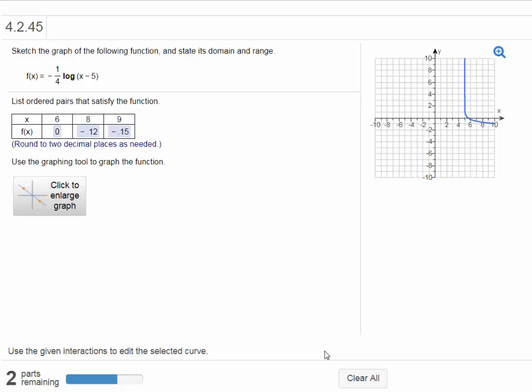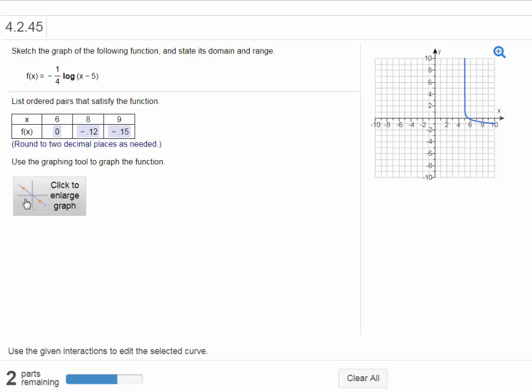Here we have a problem about sketching the graph of a logarithmic function. The directions state, sketch the graph of the following function and state its domain and range. The first part of the problem said list ordered pairs that satisfy the function. This has already been done. We're just going to focus on how to graph this here on MathXL.